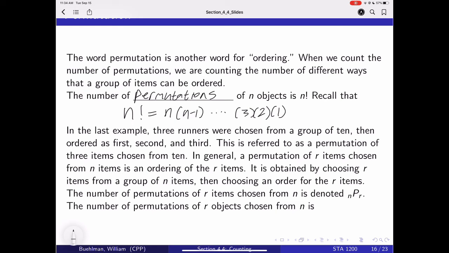The number of permutations of r objects chosen from n is nPr, which is equal to n times n minus 1 till we get to n minus r plus 1, which is equal to n factorial over n minus r factorial.